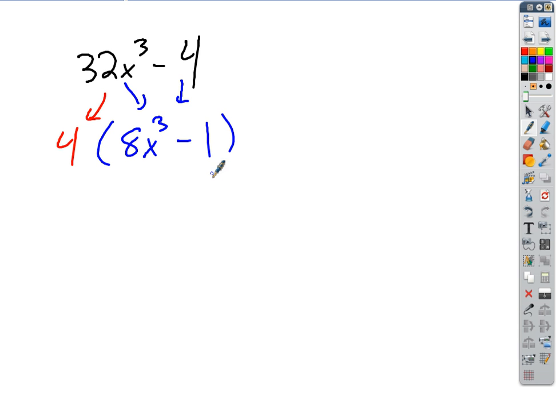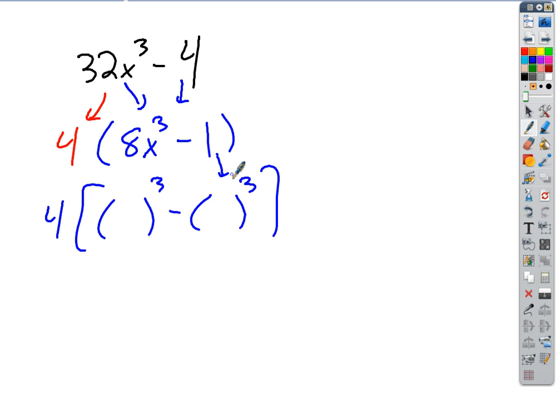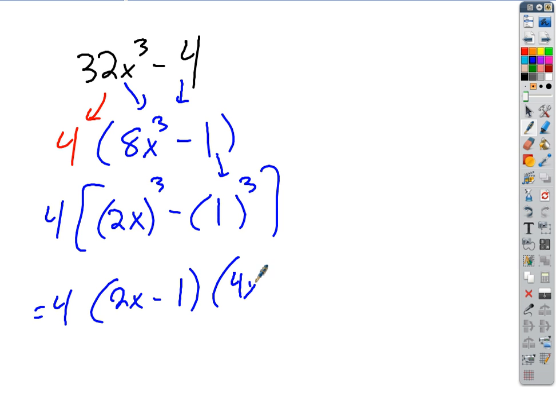Right, now that looks like 4 times what cubed minus what cubed? Well, 1 is what? 1 cubed. What about the 8x cubed? What quantity cubed is 8x cubed? 2x. So there's my A, there's my B, right? And so this looks like 4 times A minus B times A squared. Well, what's 2x quantity squared? There's my A squared, right? Plus AB is 2x plus B squared is just 1. Done.